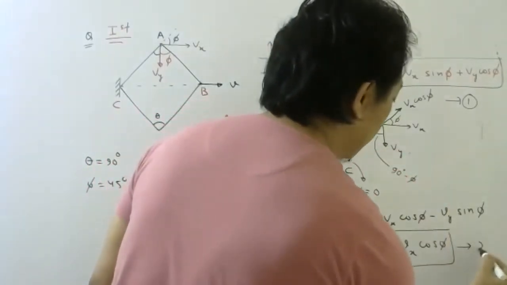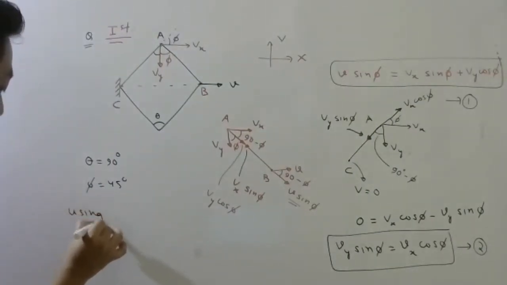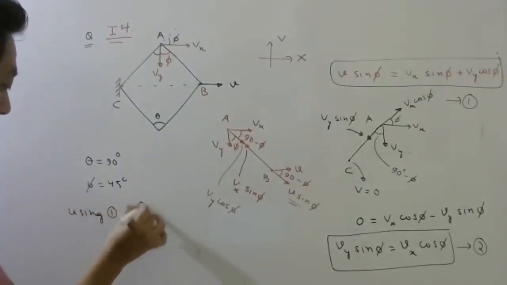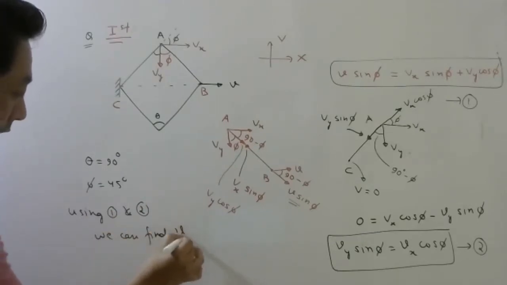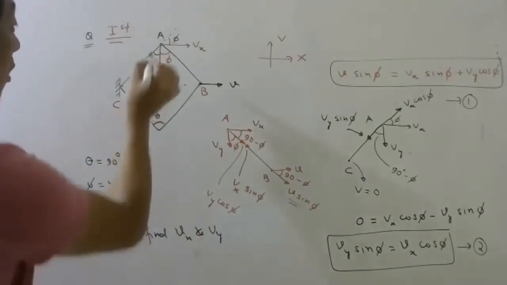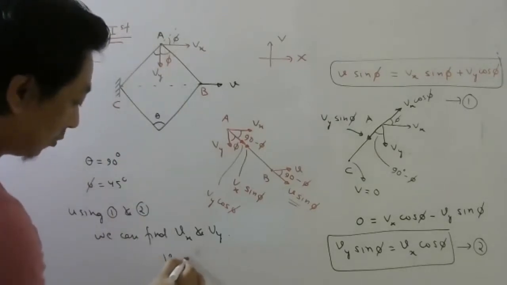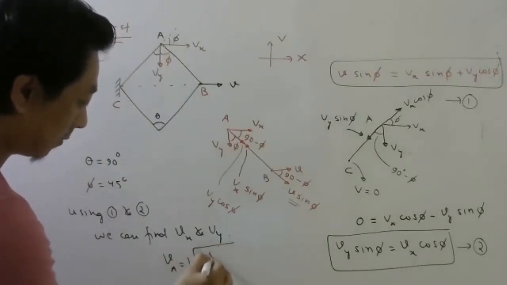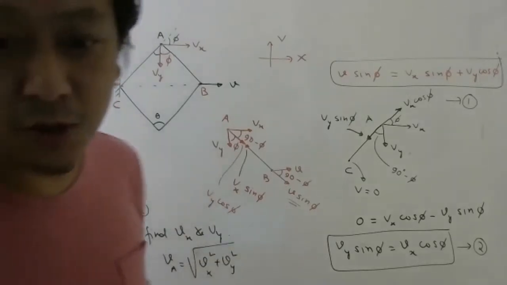Equation 1, equation 2. Okay, so using 1 and 2, we can find vx and vy. And once you know vx and vy, what will be velocity of this particle, this point? Root over vx square plus vy square. So that is the technique you should have applied.